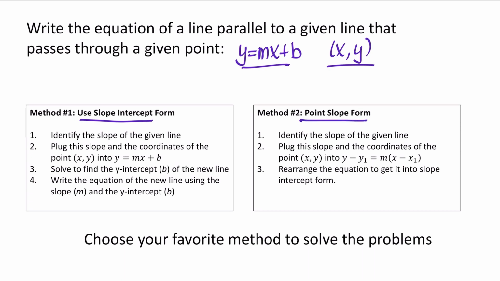Either way, we're going to start off by identifying the slope of the given line. In this case, we don't have to calculate slope. We can actually identify slope from the equation that's given to us. Then we're going to plug the slope and the coordinates of the point into either point-slope form or slope-intercept form, and then we're going to work with the equation to write the equation of the line. Remember, you can choose your favorite method to solve these problems. In a lot of the examples, I'm going to show you both methods because I just want you to choose the way that you prefer.